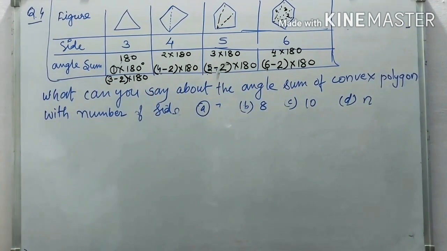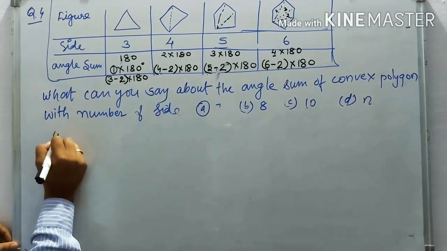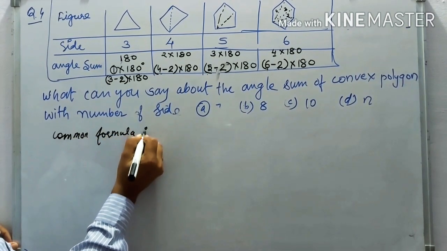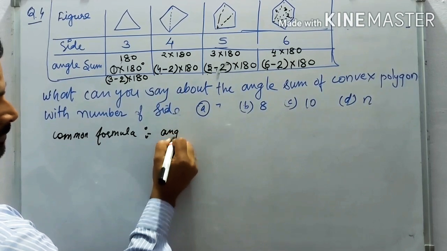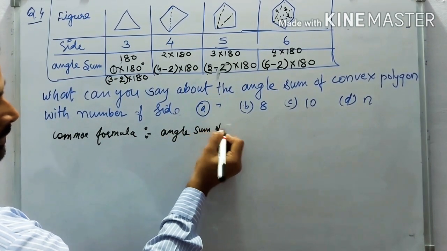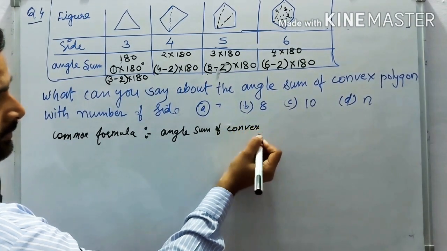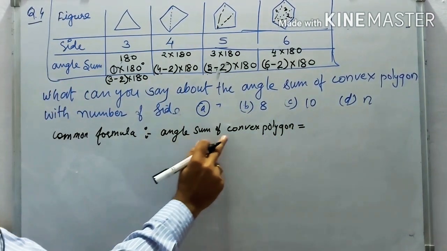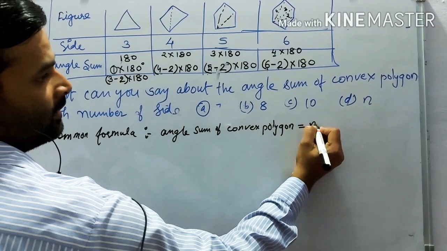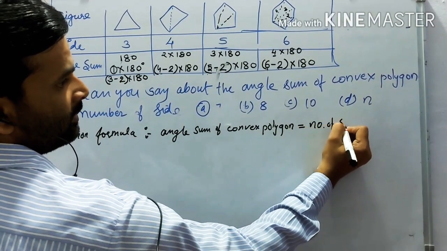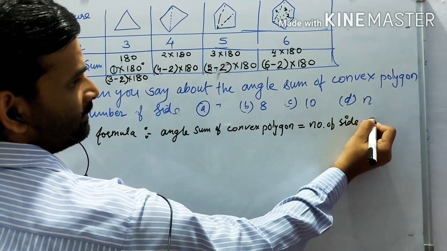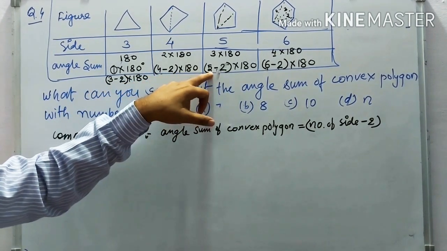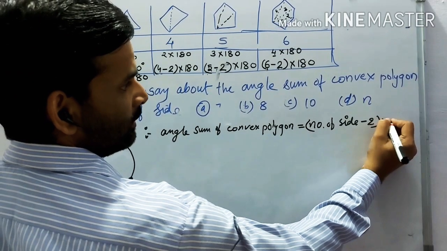Okay, so that is the common formula. The angle sum of a convex polygon is (number of sides minus 2) into 180.